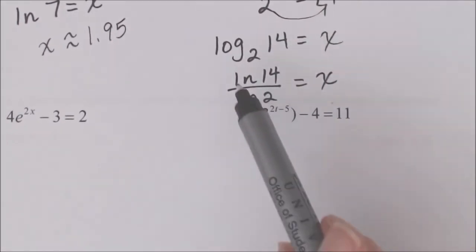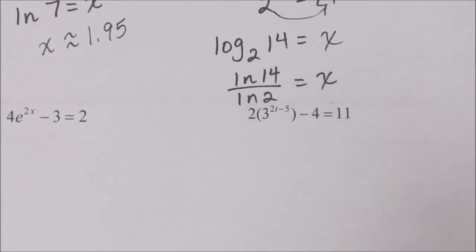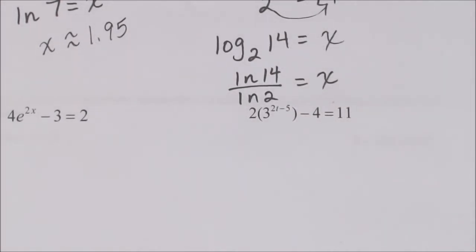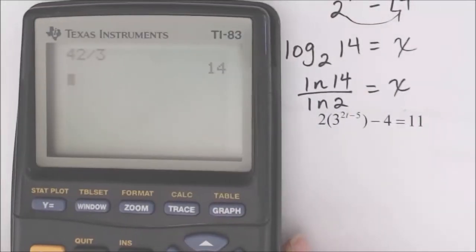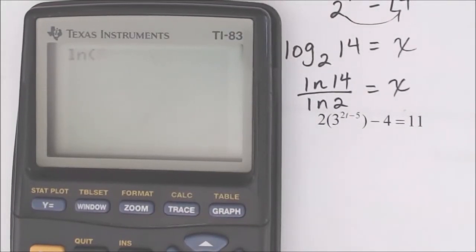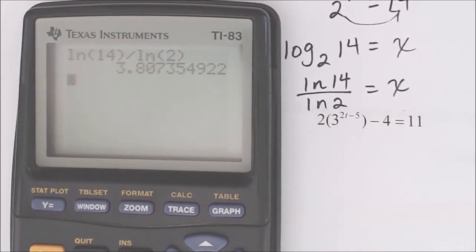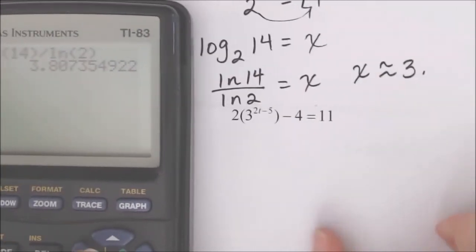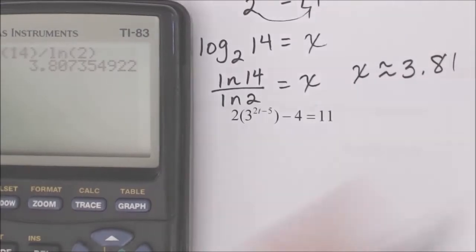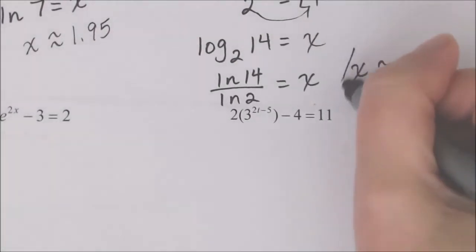In my math lab, they may ask you to leave your answer as natural logs. If they ask you for a decimal, then you're going to go to your calculator again. In my calculator, I would just punch in the natural log of 14 divided by the natural log of 2, and I'd get a decimal answer that way. So x would end up being approximately 3.81, it looks like. And there we go.